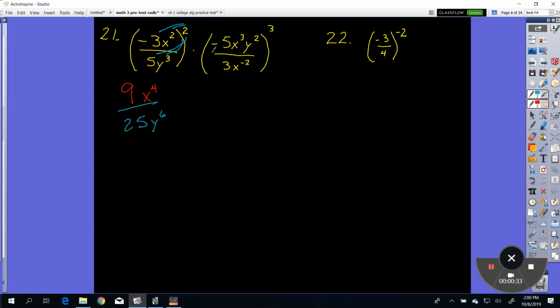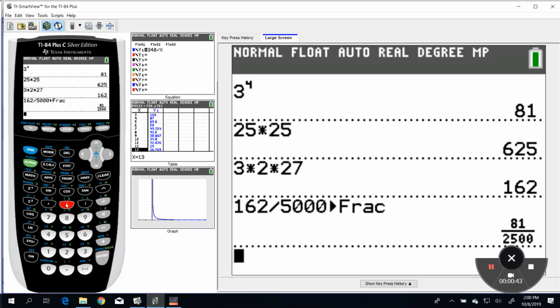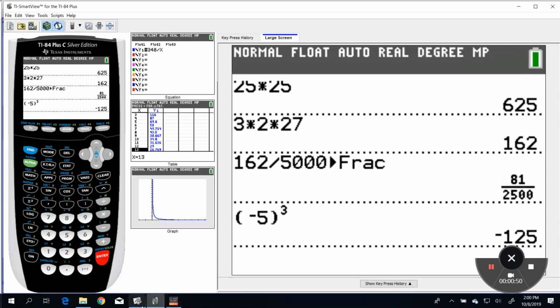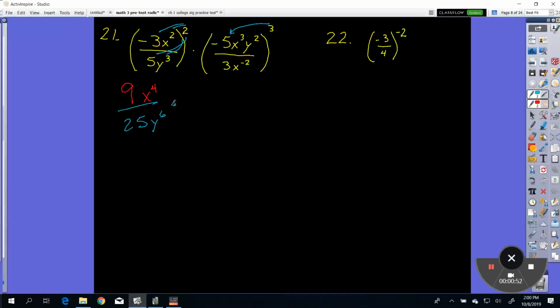So we now have to work with the second parenthesis. On the second one, the cubed is going to go to everything. So I have negative 5 cubed. I'm going to go to my calculator and type in negative 5 and cube it. And it says it's negative 125. So times negative 125. And then x cubed becomes x to the 9th. And y squared cubed becomes y to the 6th.